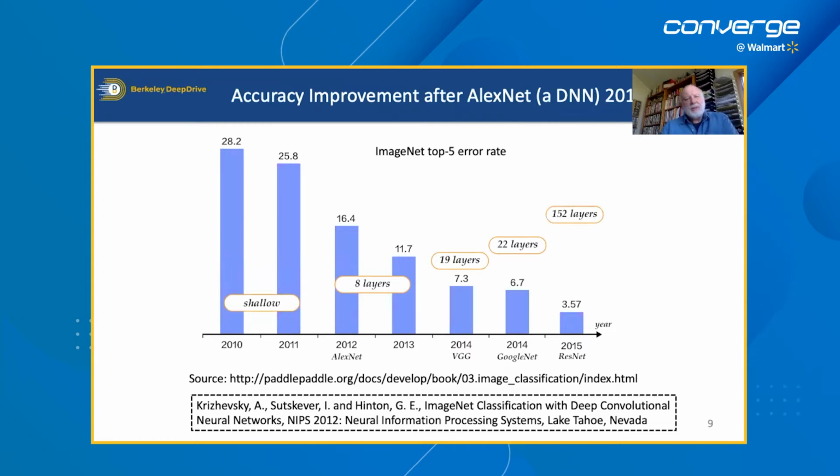But in 2012, something very significant happened. What I'm showing on the y-axis here is the top 5 error rate on a standard image classification benchmark known as ImageNet. And what we see here is a very dramatic reduction in the error rate in a single year, and that was due to the use of a deep neural net called AlexNet.